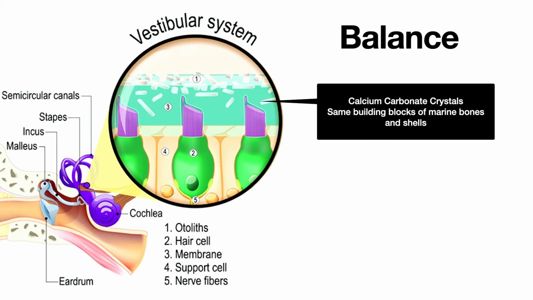For one, within this fluid are crystals of calcium carbonate, and these are the ones that rub up against the hairs within this sensory system. It sounded like it's a thick viscous fluid that's full of these little crystals. Those are made of the same building blocks of marine bones and seashells. So a very interesting aspect of how we are connected to the ocean.